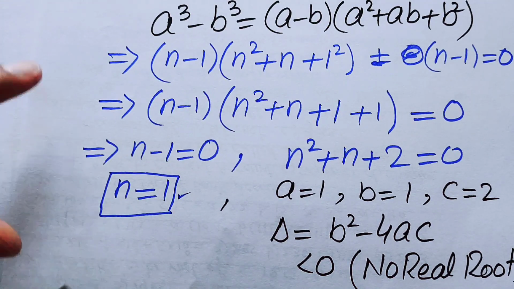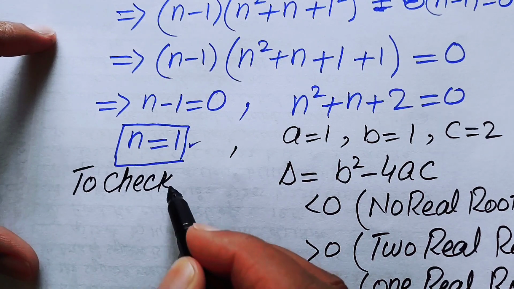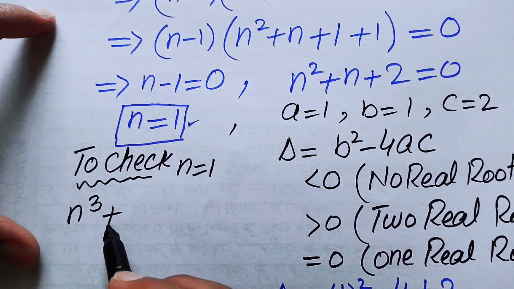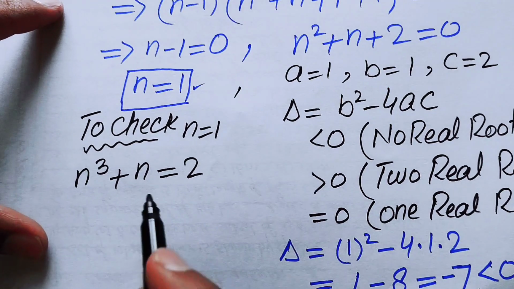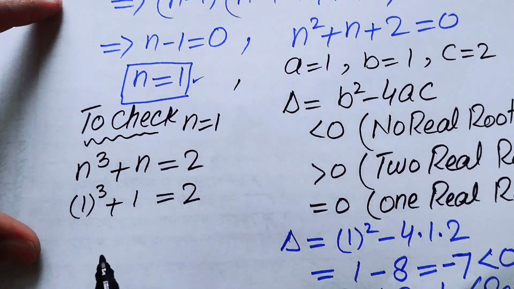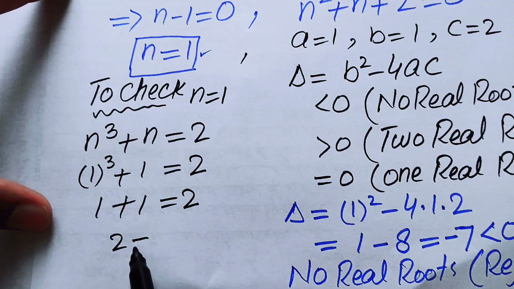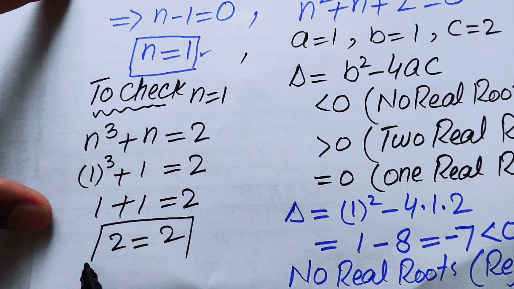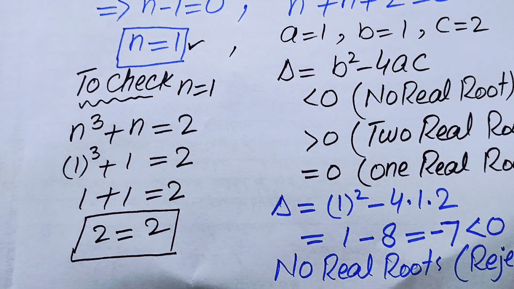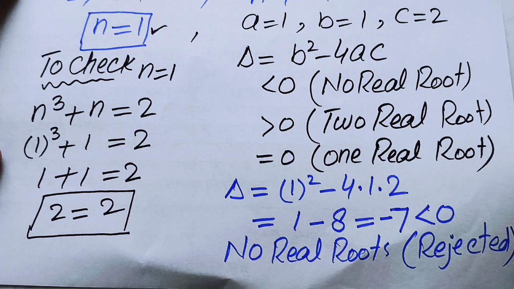So now we can check whether this solution satisfies the given question or not. So here I can put n is equal to 1 in the given question. So our given question is n cubed plus n is equal to 2, and now I can put here n is equal to 1. So you get 1 cubed plus 1 is equal to 2, and 1 cubed is equal to 1, plus 1 is equal to 2, and here finally you see that 2 is equal to 2. So this shows that n is equal to 1 satisfies the given question statement. So here we say that n is equal to 1 is the only solution of the given question, and this is our final answer.